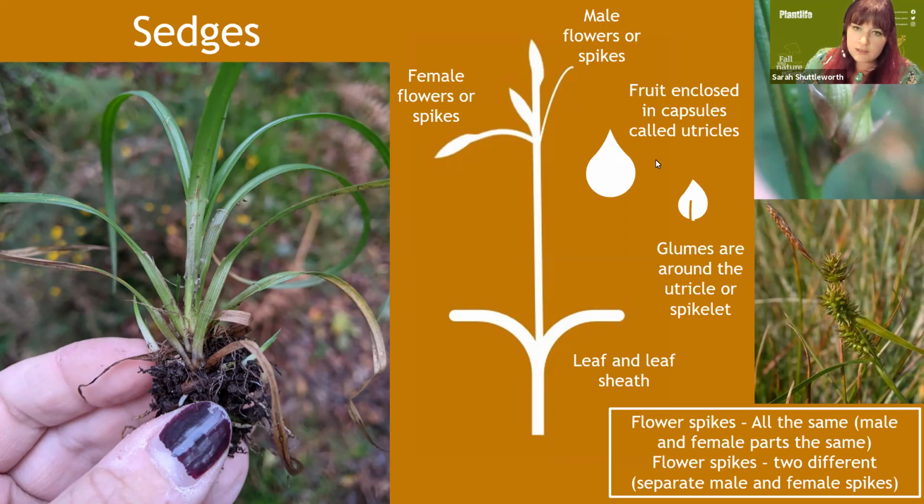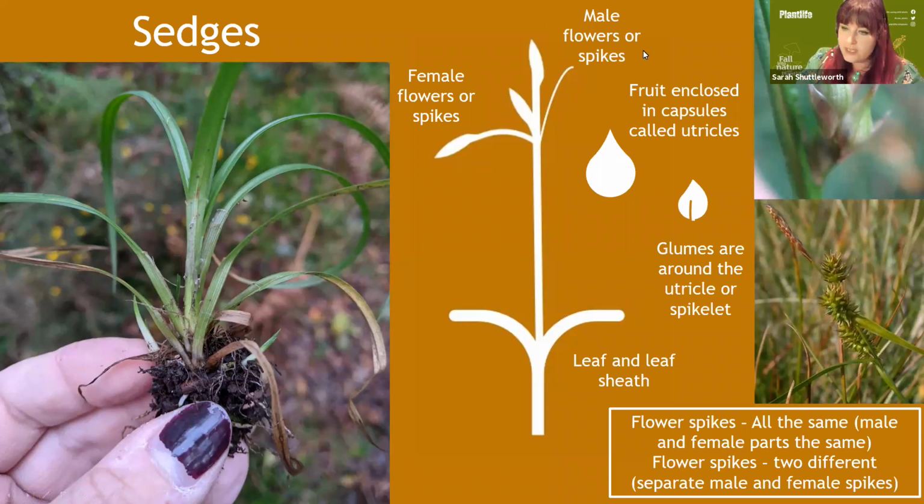The spikelets can sometimes be single, a solitary sort of spike at the top, again, where the male and the female parts will all just look the same. Things like common spike-rush and things like that. Or they could be grouped into these different heads or spikes moving along, whether they're different or the same.